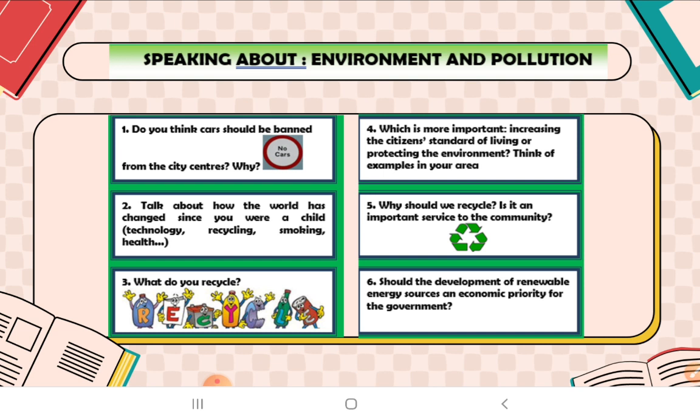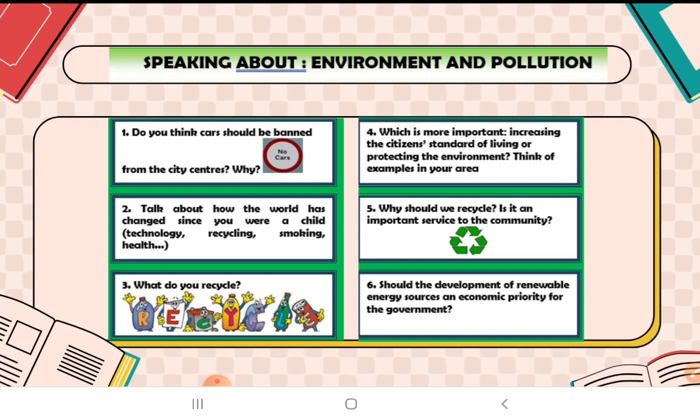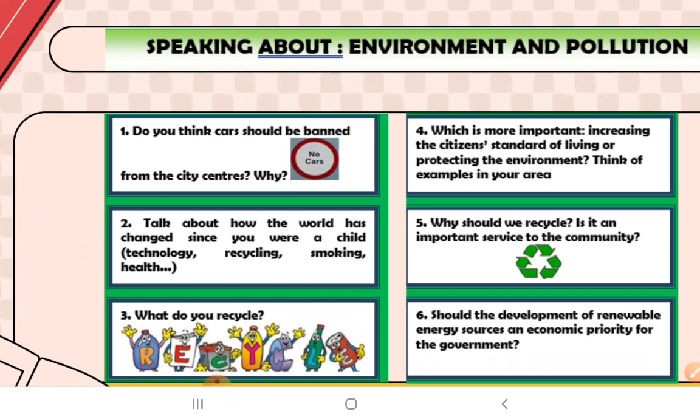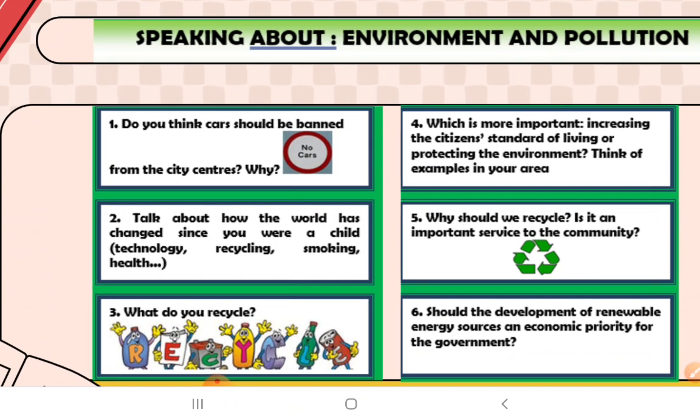Let's look at your task. These are the 18 questions. These are the first 6 questions. You can read. When you record, you mention number 1: do you think cars should be banned from the city center? Why? Then you give your answer. If you choose question number 2, you mention question 2: talk about how the world has changed since you were a child. Technology, recycling, smoking, health. So you give your answer, and you mention the question number.